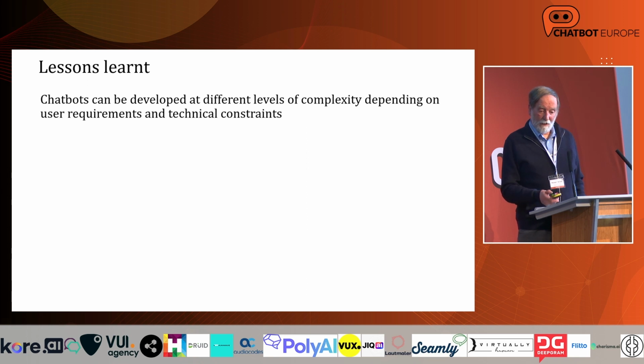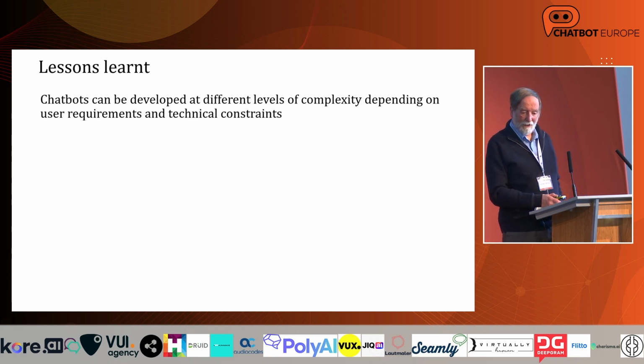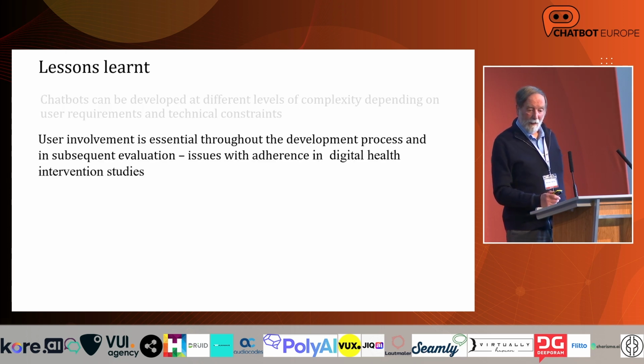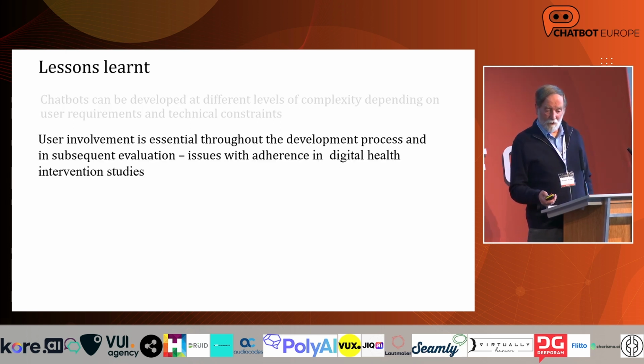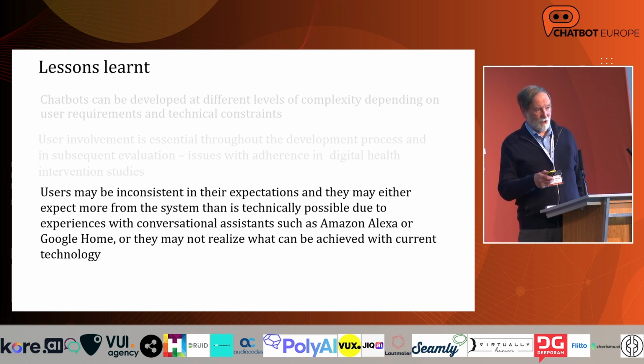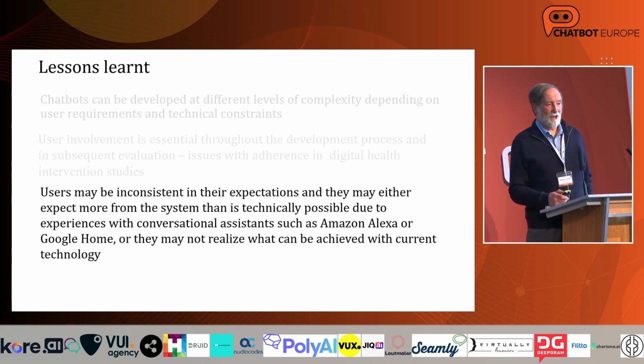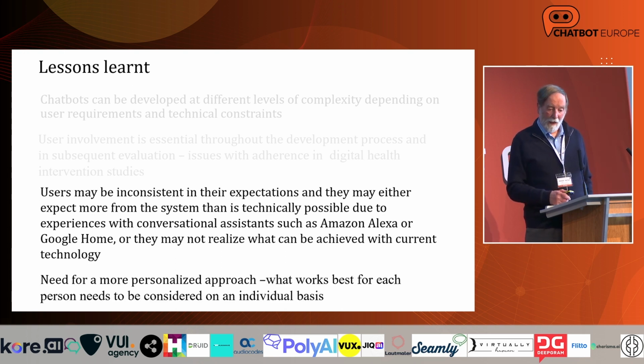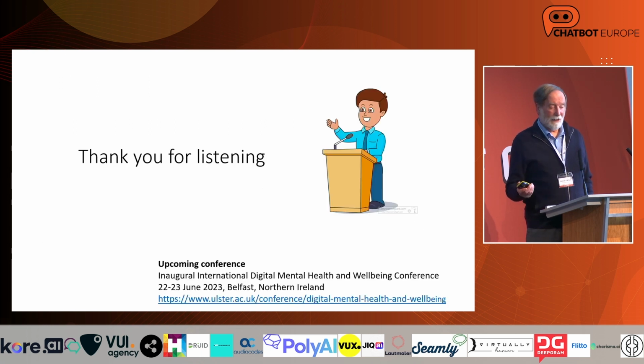So the lessons learned then, fairly quickly, I'm right out of time now, are that you have different levels of complexity. Ours was fairly simple technically. User involvement is very important. Users can be inconsistent. A lot of them wanted things that actually went against privacy and so on, and that's problematic, and they have expectations from Alexa and Google Home and so on that we maybe weren't able to meet with our limited resources. And then finally, a lot of them really wanted a more personal approach, but we weren't necessarily able to offer that.